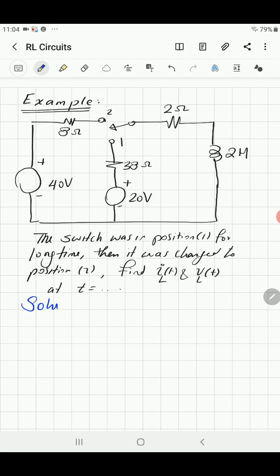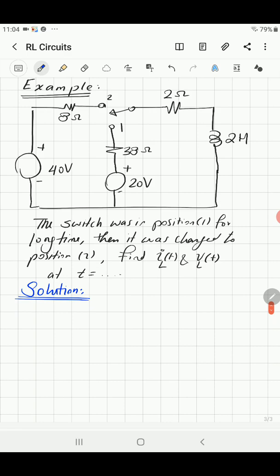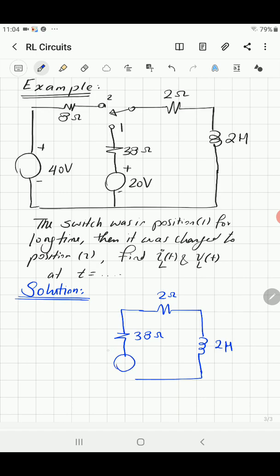Okay, first we'll look at position 1. Position 1 for a long time means there was a steady state in this position. So I will sketch the circuit with the switch at 1. You will have 2 ohm, 2 H, 38 ohm, and a 20 volt power supply.